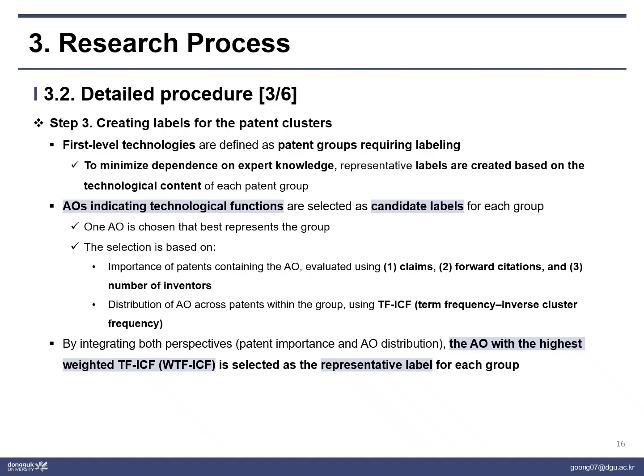Labeling is performed for the first-level technologies. To avoid relying on expert knowledge, AO terms are used as candidate labels. Then, patent indicators such as TF-ICF are applied to identify the most representative label for each group.